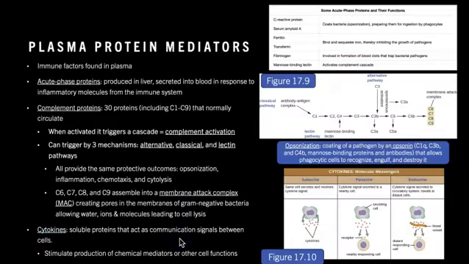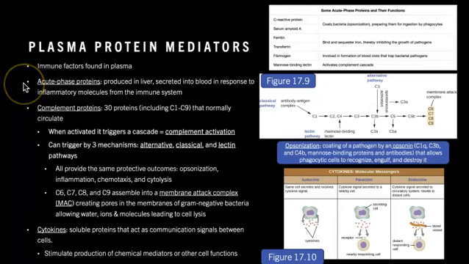All right, moving into our plasma protein mediators. Now, when we say that word plasma, which is where these immune factors are found, we're talking about the fluid portion of the blood that still contains the clotting factors. If you've ever heard the word serum, it's kind of similar, except that in serum, we are missing those clotting factors. So let's talk about the different types that we have.